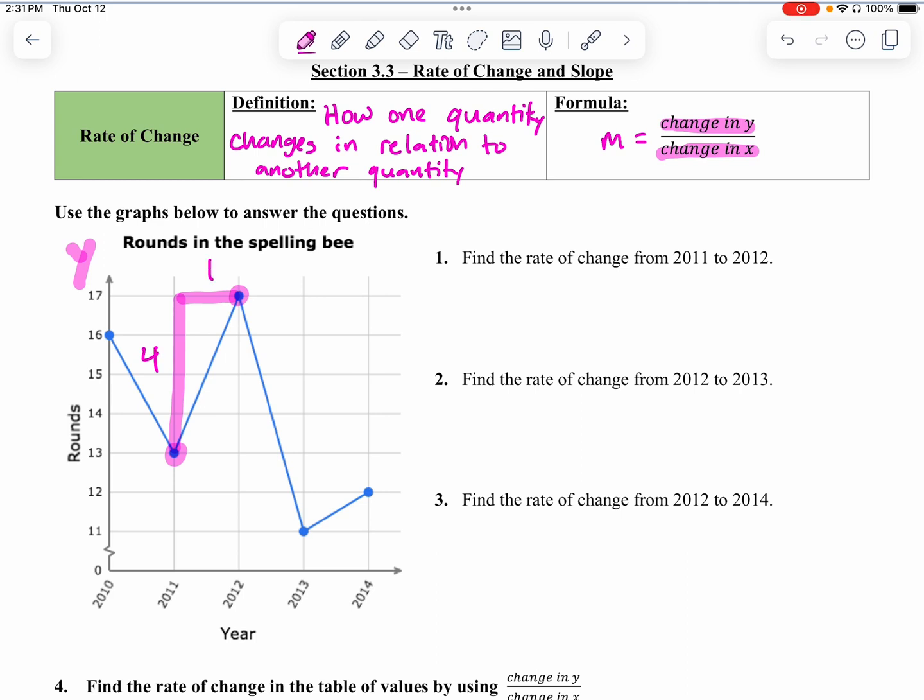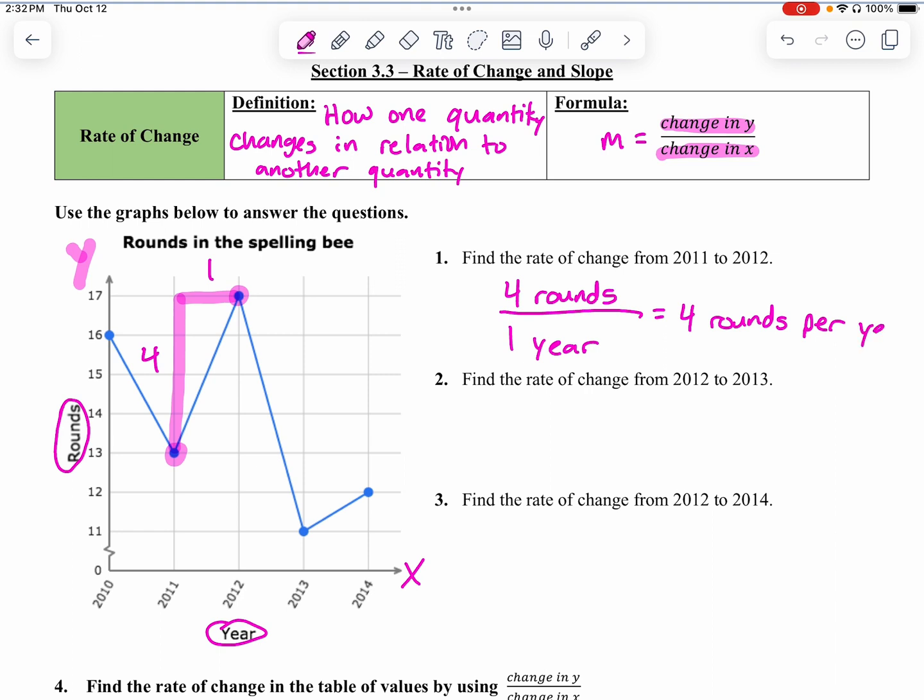So notice on the side it talks, this is rounds in a spelling bee. So our y-axis is rounds, and then our x-axis is years. So on the top, we went 4 up, so there were 4 rounds. And then the x-axis, we went 1 to the right, so 1 year. So our rate of change was 4 rounds in 1 year. And then if you can divide that, you should. So 4 divided by 1 is 4. So 4 rounds per year. So it's kind of like driving, like miles per gallon, miles per hour. This is rounds per year.